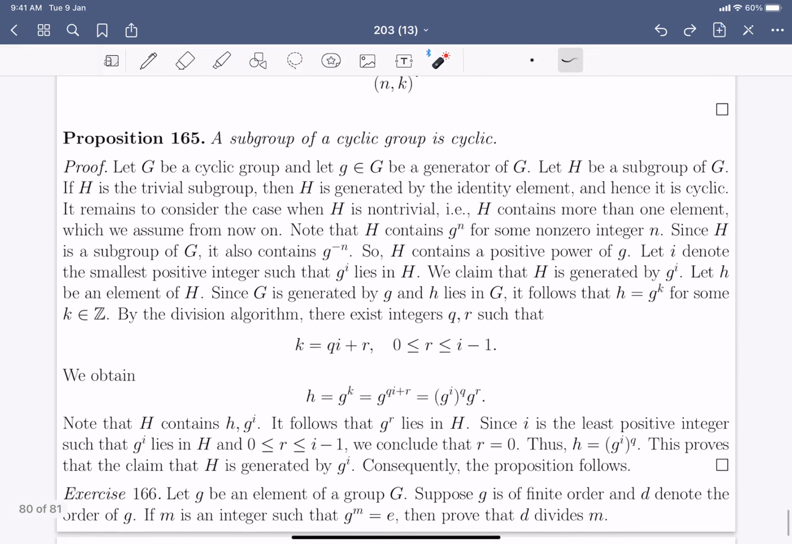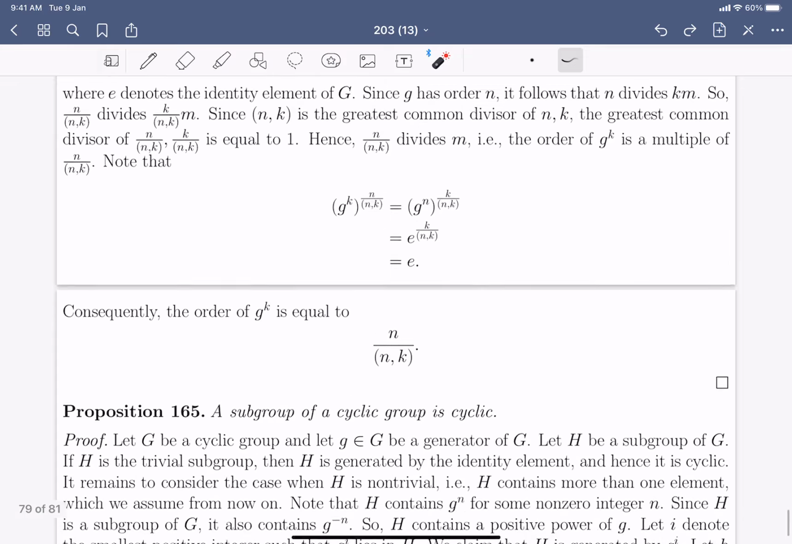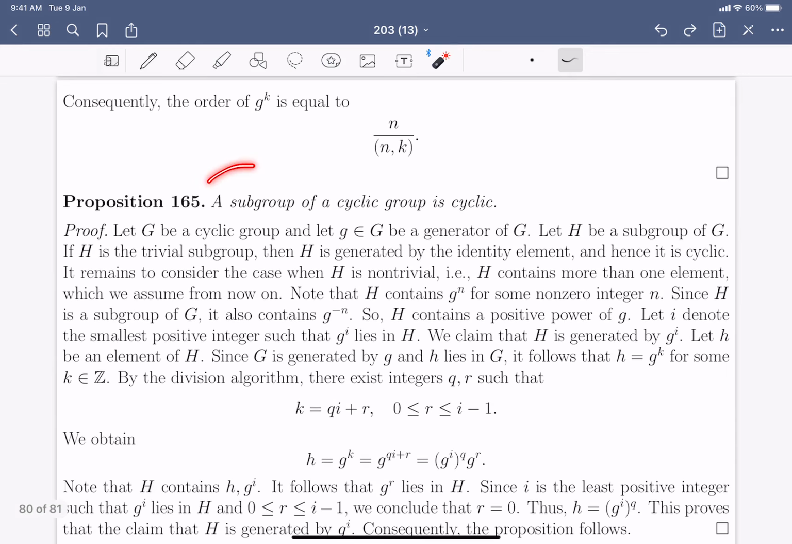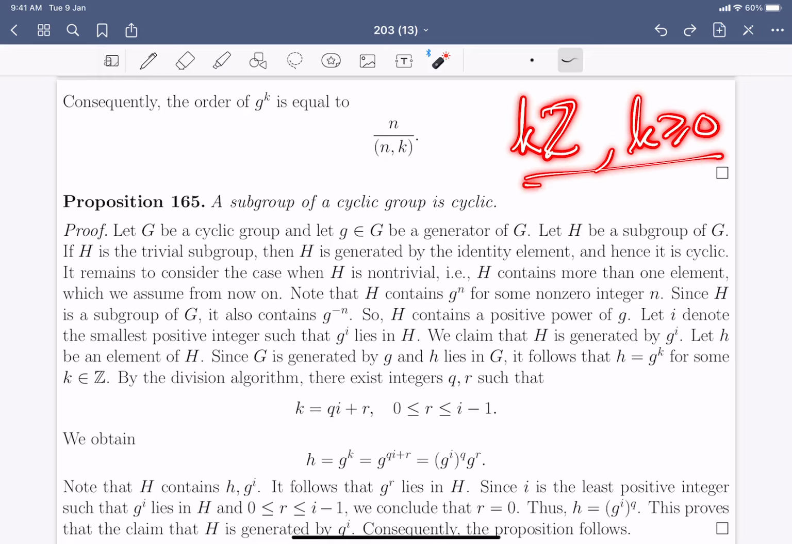Great. Let's see another application of the division algorithm, which says that a subgroup of a cyclic group is cyclic. So we start with a cyclic group. We have seen some application of the division algorithm when we were trying to classify all the subgroups of Z. We showed that all the subgroups of Z are of the form kZ for some integer k greater than or equal to 0.